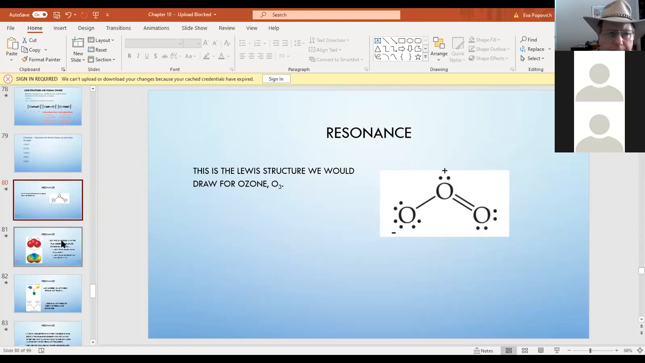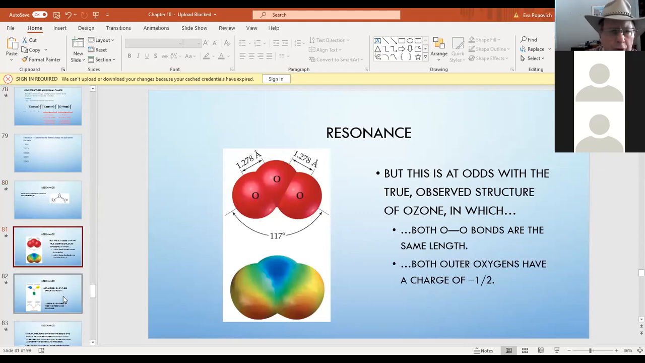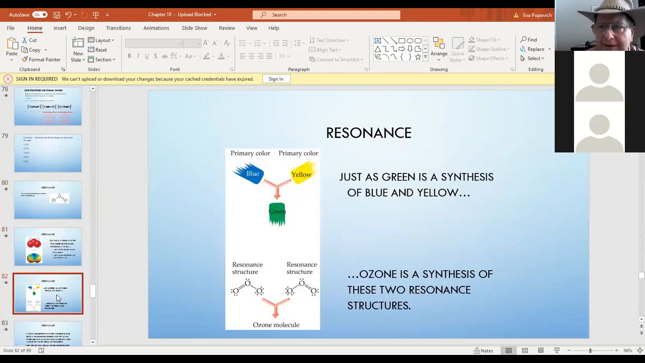Yes. Okay, so you might like to think of resonance as like mixing yellow and blue paint and you get green. If you have two resonance structures, one on the left side, one on the right, you mix them together and you get this blending of the electrons where they're spread throughout the entire molecule.